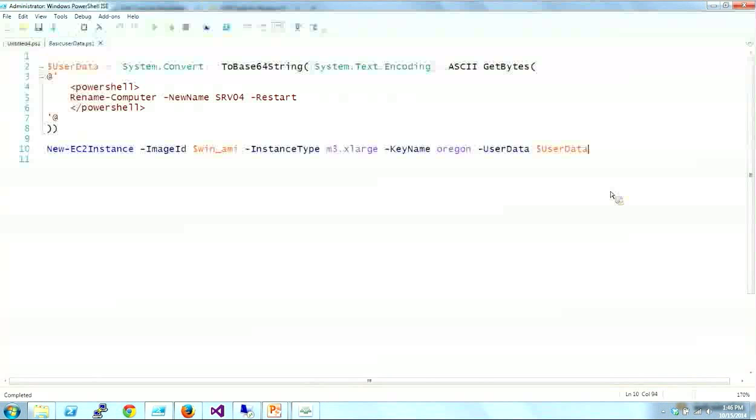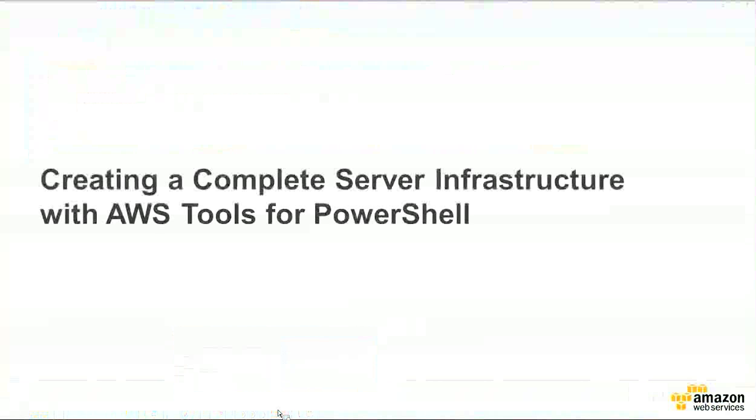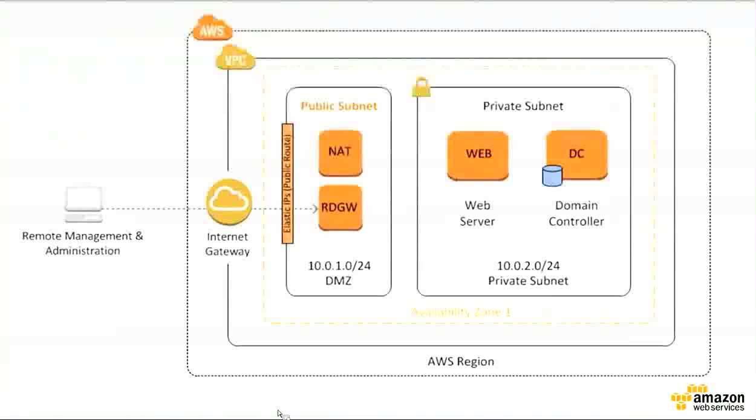Let me now take you into our more complex, more complete server infrastructure. What we're going to build here is a script that will build this complete environment for you. Usually we do things in two availability zones for high availability, but this is essentially a reference to show you how to do it in one availability zone. Then of course you could replicate that and build all the infrastructure in a second availability zone.